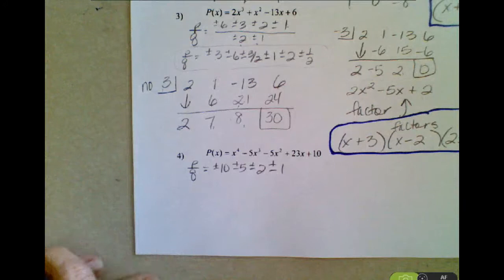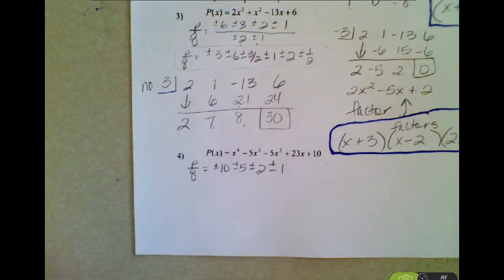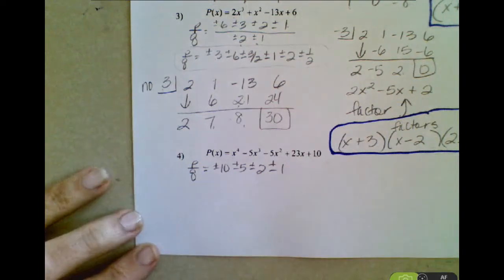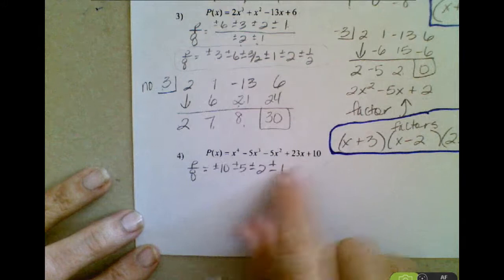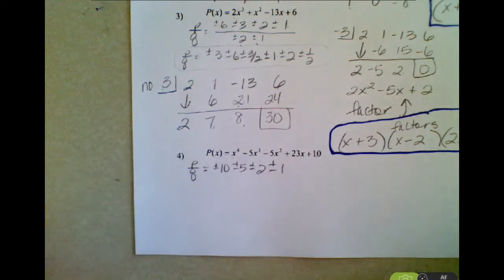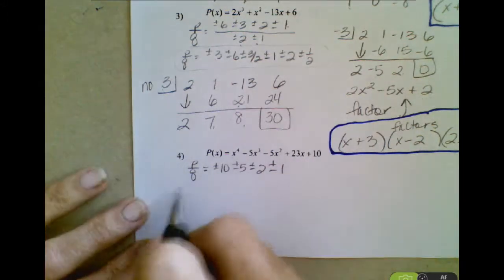There's really not a good way to choose which one of these you're going to start with. I tend to pick kind of in the middle. I know that I've got kind of a big number in here, so 1's probably not going to be a factor, although it could be once a bigger one is factored out. But in this case, I'm going to try 2, see what happens.